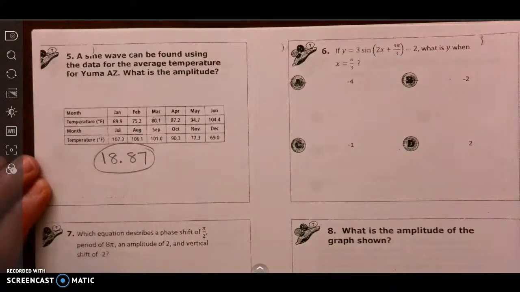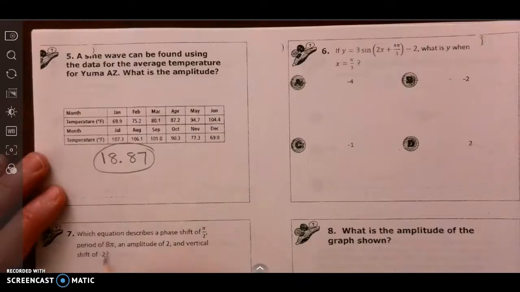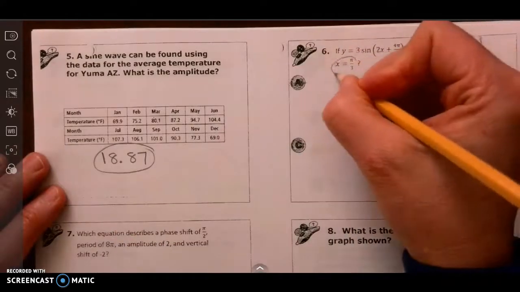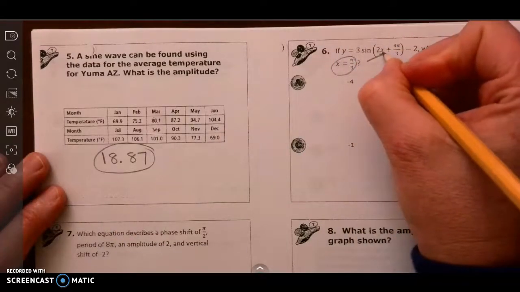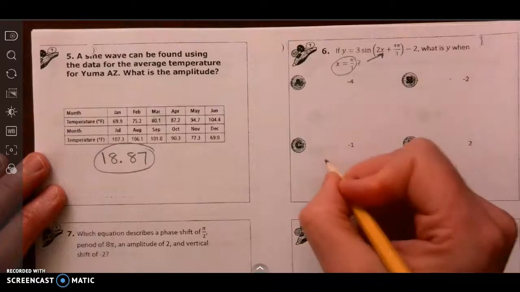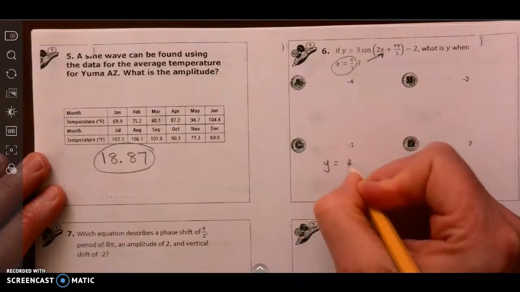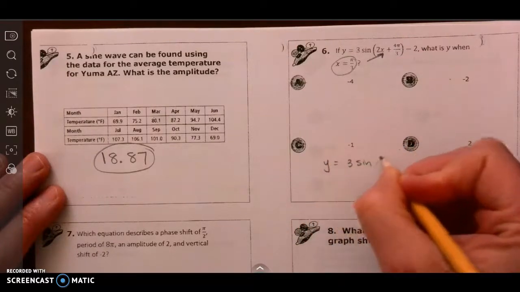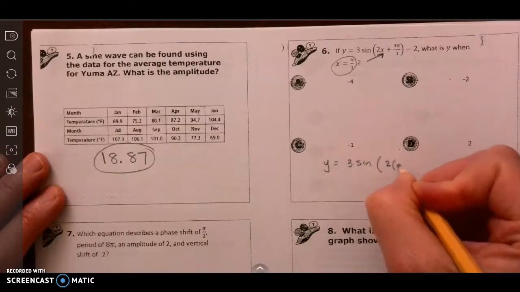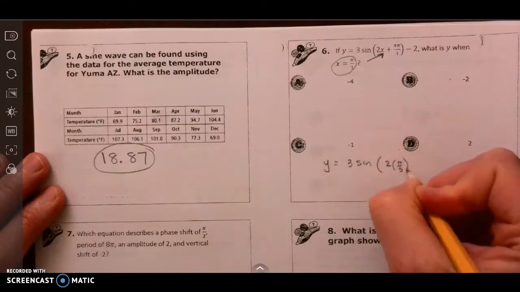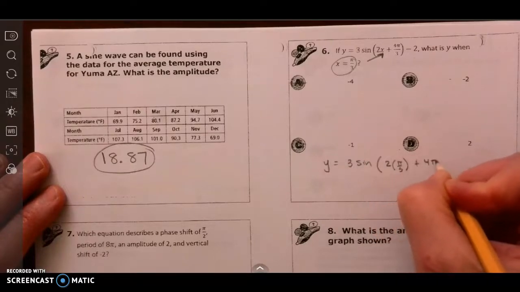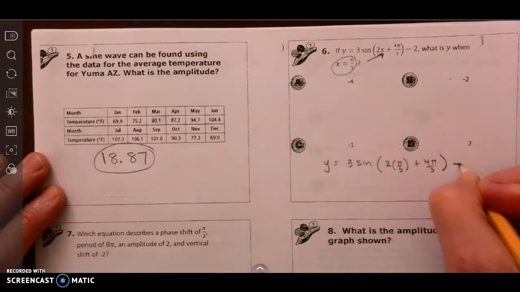Right. Number 6. What if y equals 3 times sine of 2x plus 4 pi over 3 minus 2? What is y when x equals pi over 3? So I'm going to take this pi over 3 and I'm going to put it right there. So let's see. Y equals 3 times the sine of 2 times pi over 3 plus 4 pi over 3 minus 2.